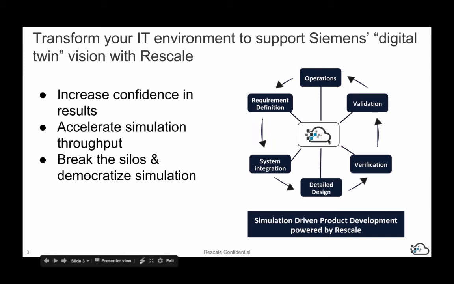So to be able to realize this vision, we need to be able to accelerate the simulation throughput to be able to do more simulations at every stage of the design process. We also need to increase the confidence in the results and be able to, again, run larger problems that are going to return more accurate results. We also need to break the silos between the different organizations and make sure that people are collaborating across the development process. So this is the vision that both Siemens and Rescale are trying to realize, and this is what I'd like to talk about today.